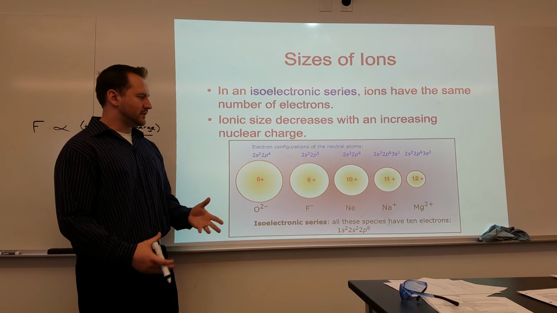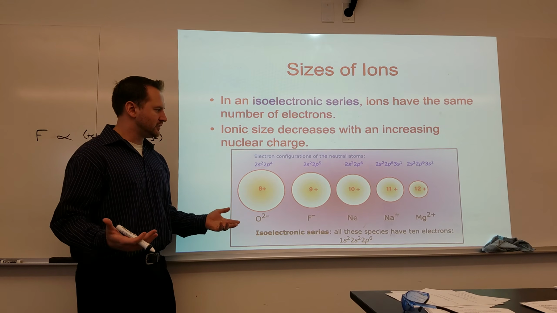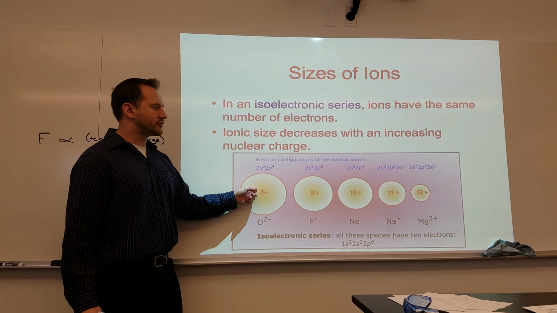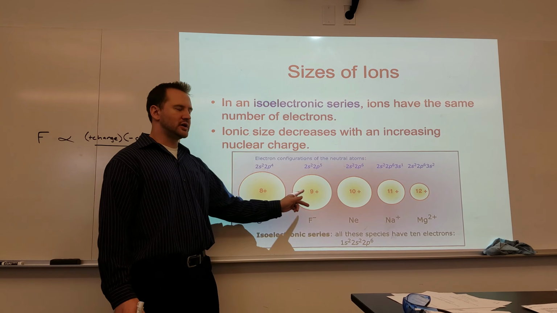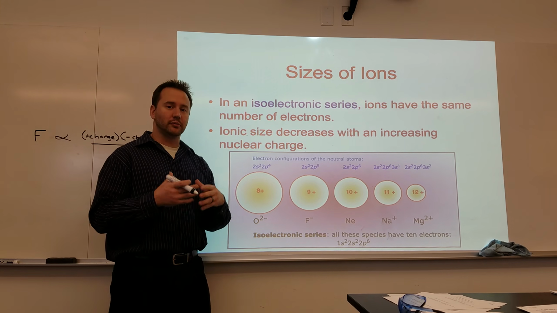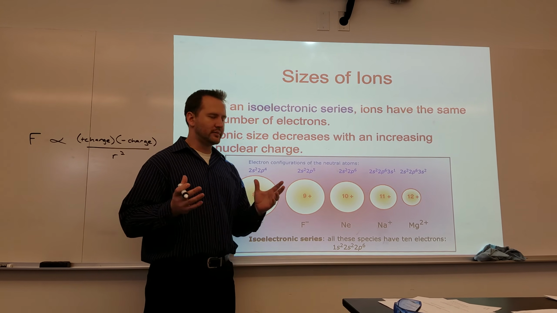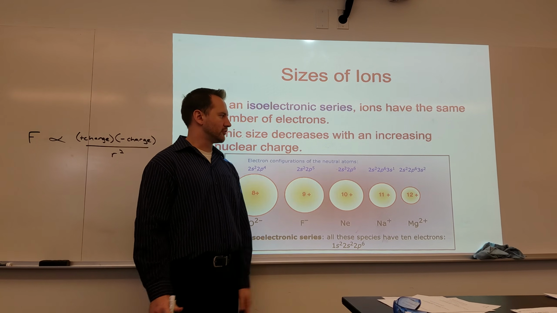You can see that these ions and the neutral element neon all have different sizes, and it's completely related to how strong the nucleus is. The more protons you have in the nucleus with the same amount of repulsion from electrons, the closer together these electrons get pulled in, and the smaller the radius becomes.